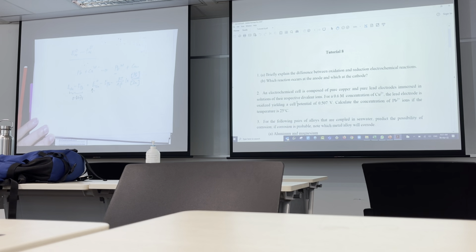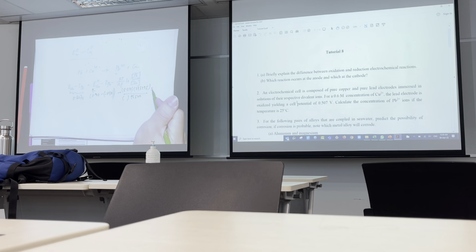You go to the table, the EMF table. I think copper is 0.34, minus, and this is actually a negative value, minus 0.126. So the delta will be plus. And then minus RT, where R is 8.314, the temperature will be 273 Kelvin plus 25, over n. What is n? I'll put it aside for later.